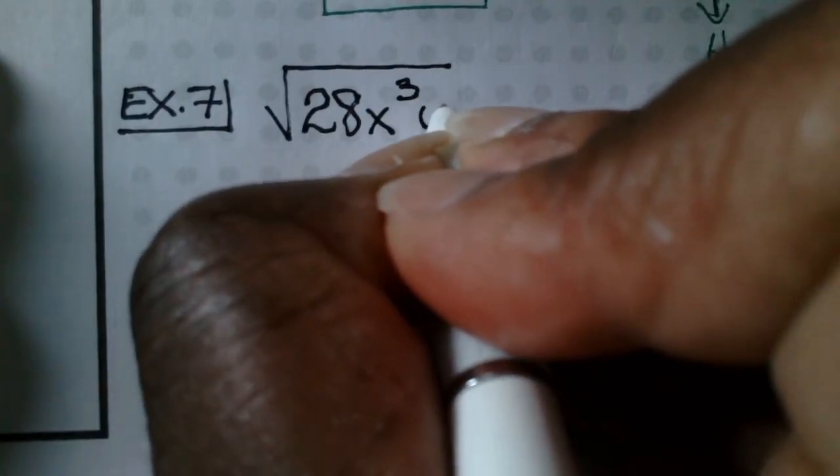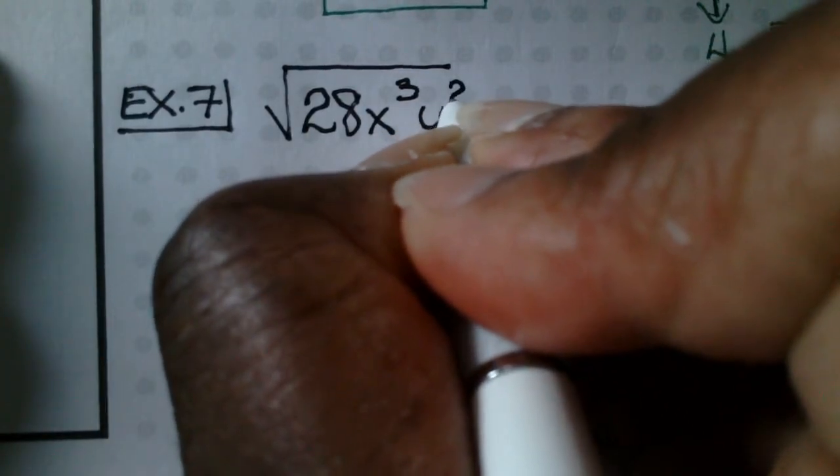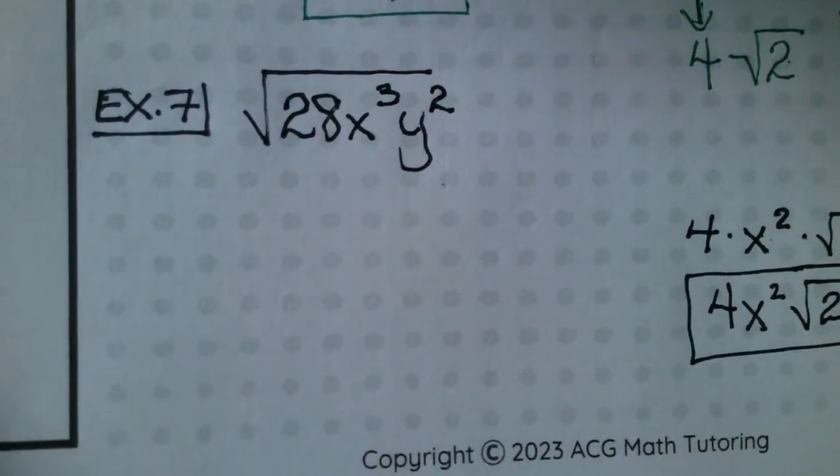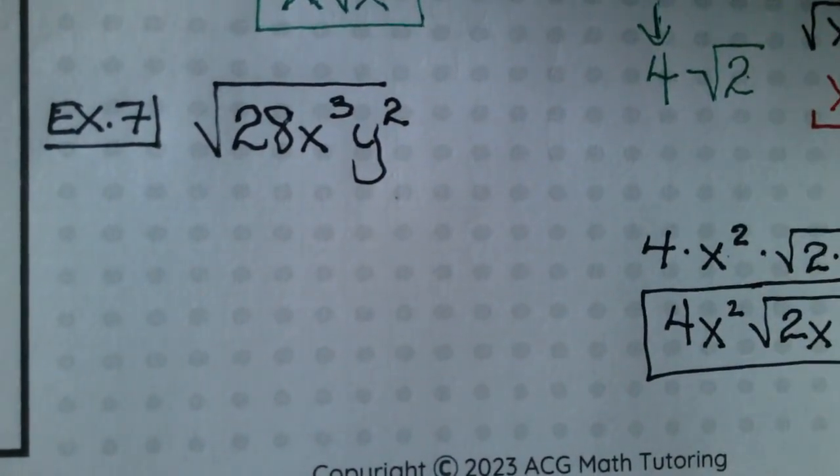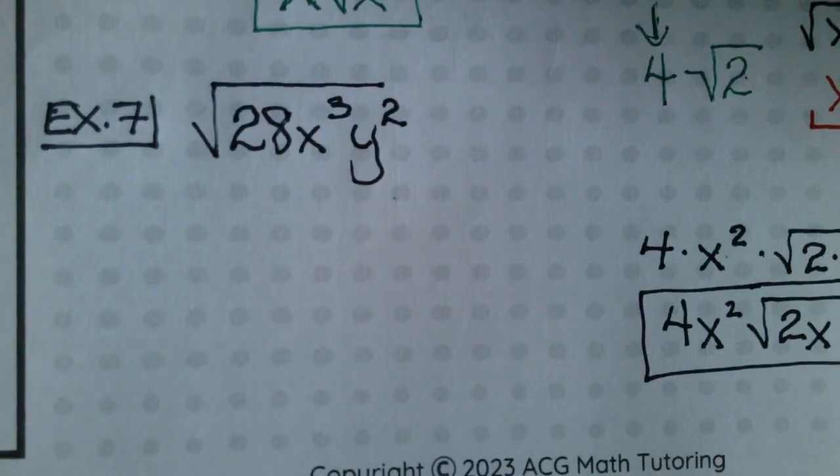Alright, so I'm going to stick with the square root just so we can get used to it. So we have the square root of 28 x to the third y squared.